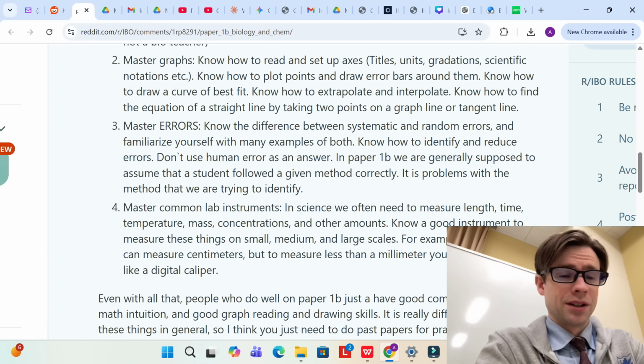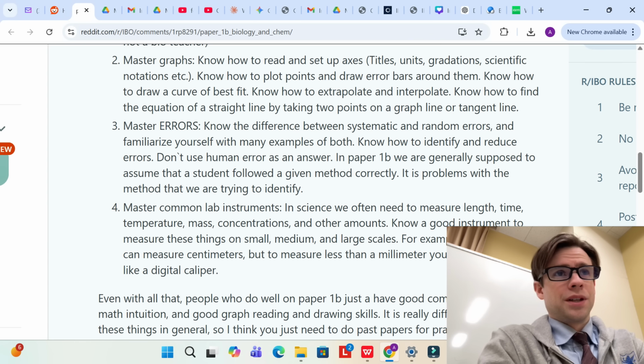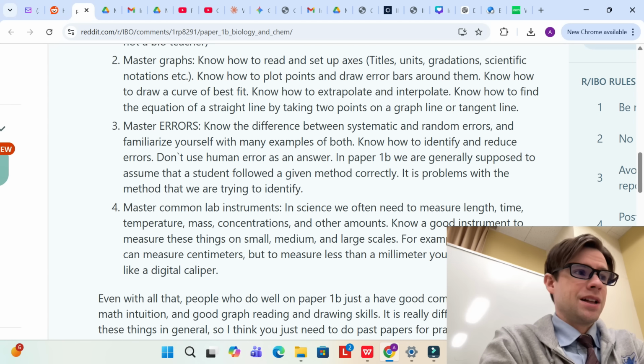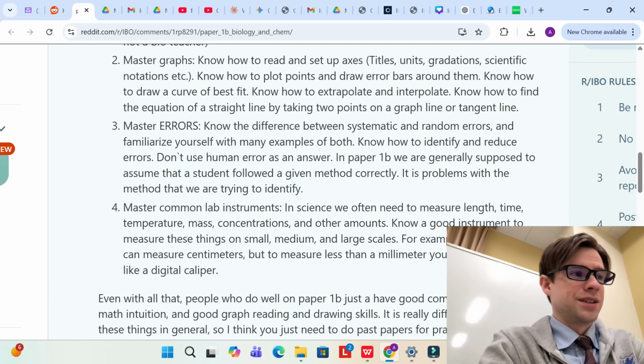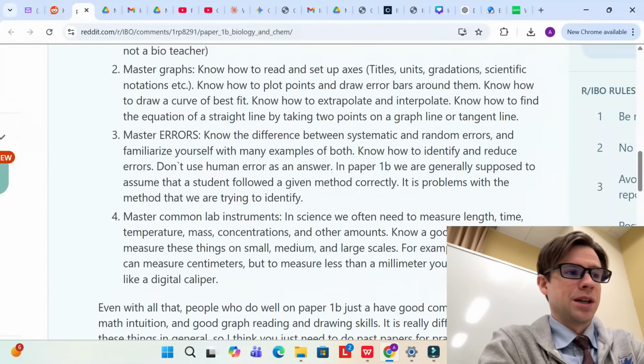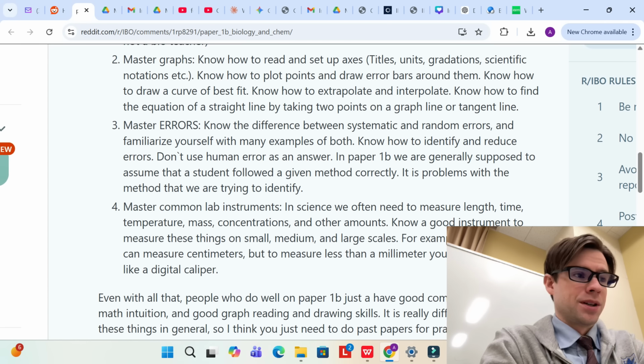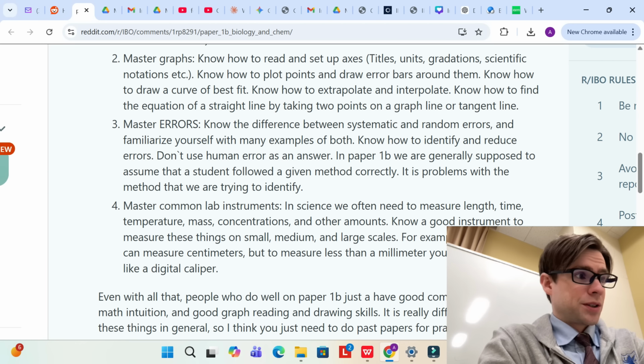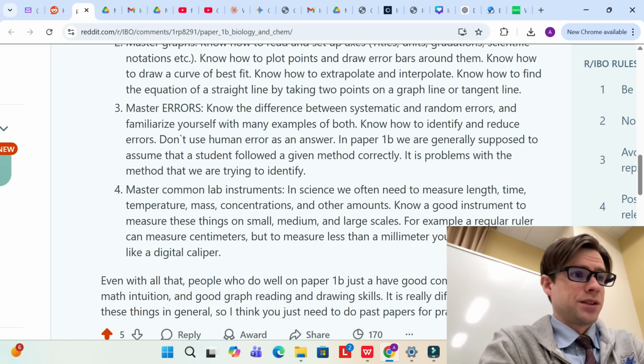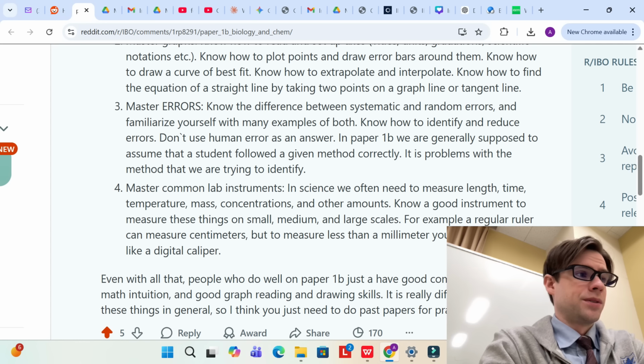Don't really use human error as an example. You can't say, well, maybe these results are all off because the person just didn't do it right or made a mistake or dropped something. Sometimes answers are borderline, like human error, or they might be acceptable to answer IB exams, but most of the time, you should give very specific examples in the method or things that maybe escape the method that were not talked about, instead of just saying the person messed up, okay? In paper 1, we're generally supposed to assume the student followed a given method correctly. It's problems with the method that we are trying to identify.